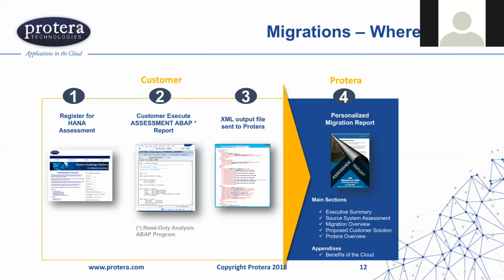So the report is going to go through, as you can see, an executive summary, just a high-level overview of what is required to go to HANA or to S/4HANA. So if you're doing a technical upgrade, we can support that in the report, or if it's an application upgrade, we're going to provide that in the report also. It's going to provide that project plan.